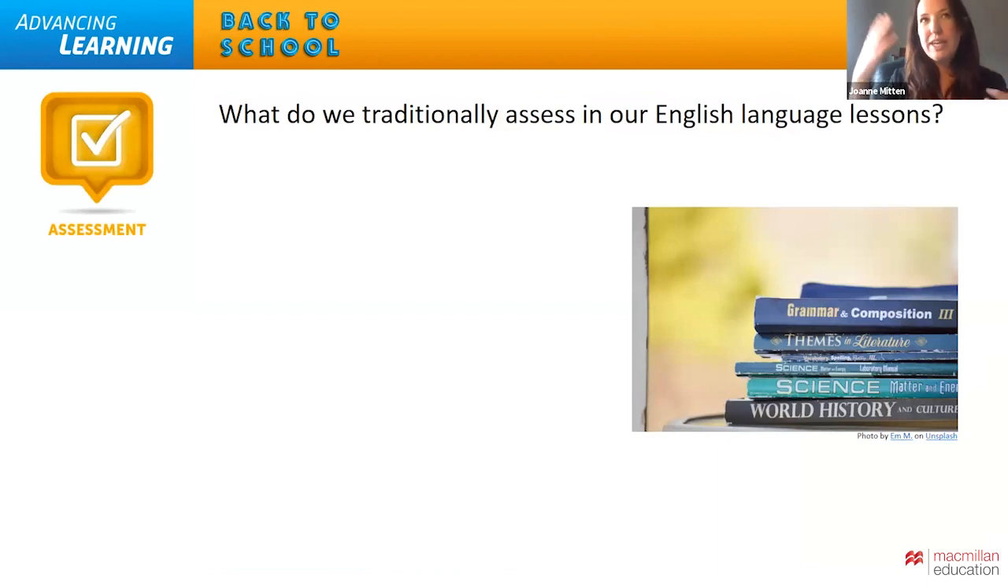So we've kind of recapped and we've thought about project-based learning and the outcomes of projects, and you've been thinking about last week's session. Now let's bring it back to assessment and let's think about what we traditionally assess in our English language lessons. So let's forget about projects for the moment. Can you tell me what you're normally expected to assess with your language students? What sort of things? Tell me in the chat. What sort of things do you normally assess?